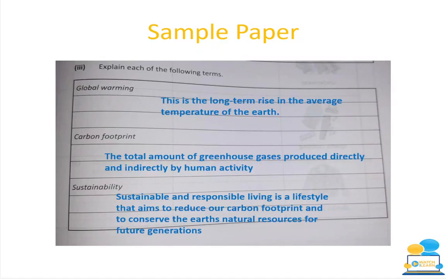Next up is your carbon footprint. So this is the total amount of greenhouse gases produced directly and indirectly by human activity, and then followed on by sustainability, which basically means that we as humans are trying to reduce our carbon footprint and to conserve the Earth's natural resources for future generations of people to come. So that is the sample paper and associated answers.